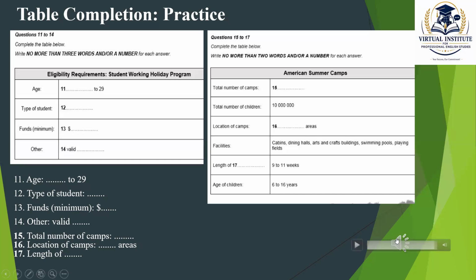Atika, length of days. Sir, I think last 9 to 11 weeks. No. Length of days. Last 9 to 16. 9 to 16 is already written, my dear. What is the blank? What comes in the blank? I don't know. You missed it. Try to predict what the option will be. Just predict it. Try to predict.